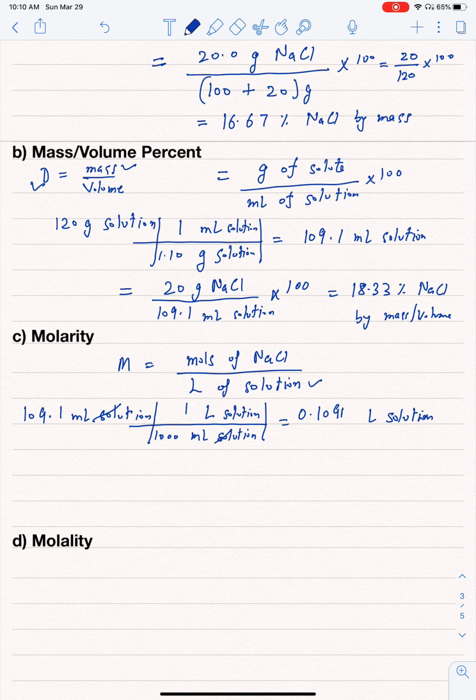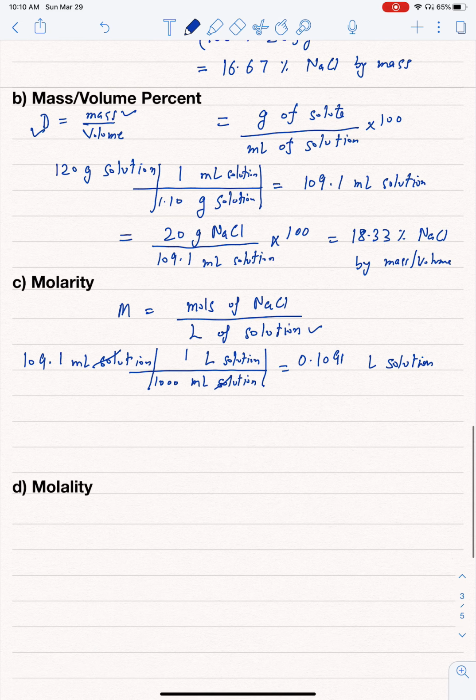So now I have the liters of the solution. I do not have the moles of NaCl. So we need to go back and figure out the moles of NaCl. What we know is the grams of NaCl. If I'm given 20.0 grams of NaCl, how do I find the moles of NaCl? This is where you have to go back and recall your mole concept. In the mole concept, you learned how to calculate the mass from the moles and vice versa. And anytime you're going from mass to moles or reverse, you are either using the atomic mass or the molar mass.